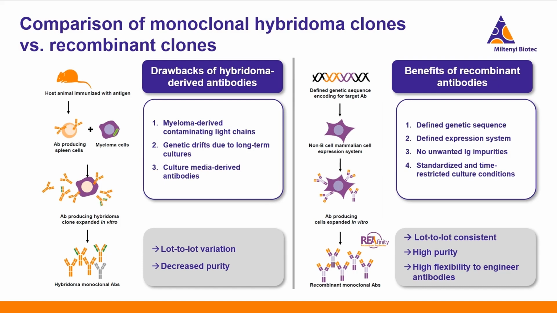Furthermore, they are manufactured under standardized culture conditions in mammalian cells, resulting in high consistency and purity across different production lots. In summary, while hybridoma antibodies have been a staple in the field, recombinant antibodies offer a more standardized and reliable alternative, characterized by their purity and consistency.